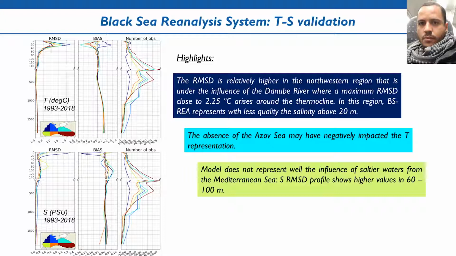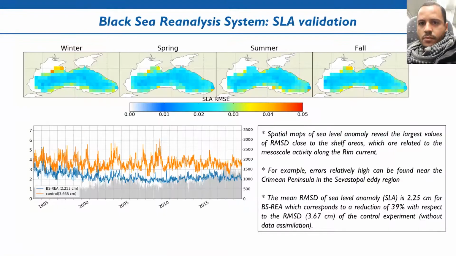In the light blue region, the absence of the Azov Sea may have negatively impacted the temperature representation. And finally, in the green region, the model does not represent well the influence of salt waters from the Mediterranean Sea, in such a way that the salinity root mean square deviation profile shows higher values in the layer between 60 and 100 meters. Now, I show some validations for sea level anomaly.